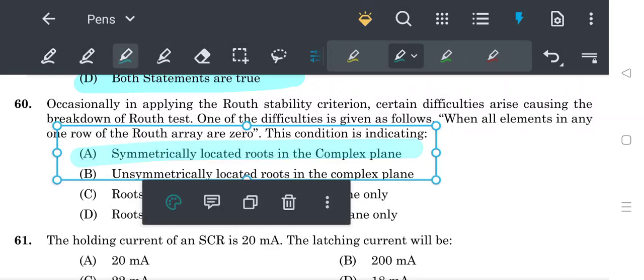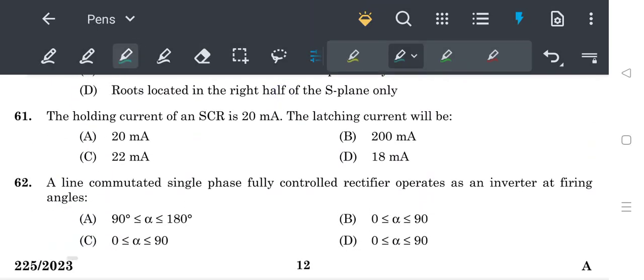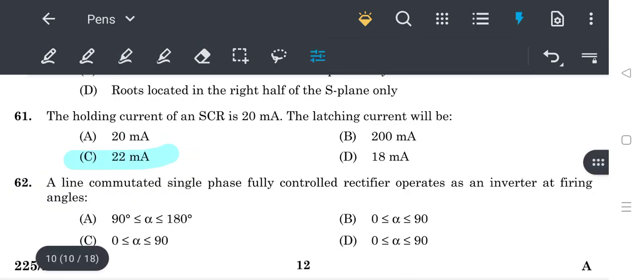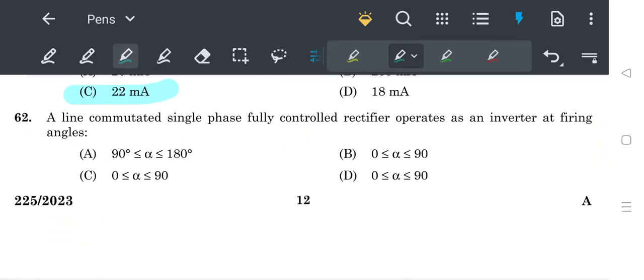Symmetrically located roots in the complex plane. 61, holding current of SCR is 20 mA. The latching current will be 22 mA. The line commutated single phase fully controlled rectifier operates in the angles.